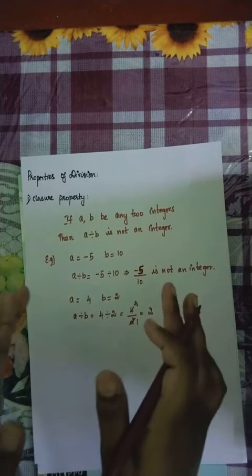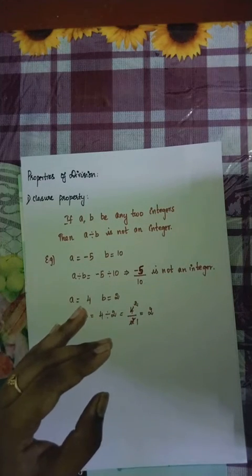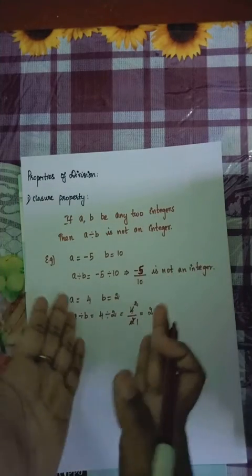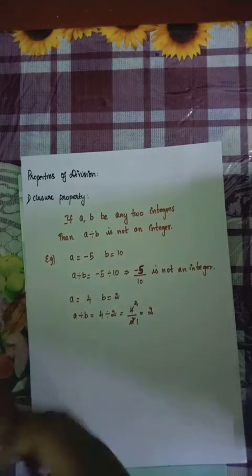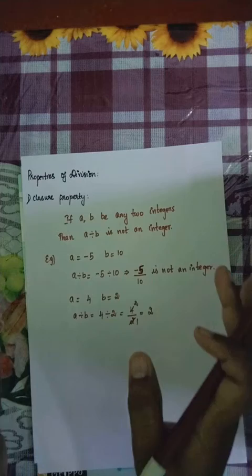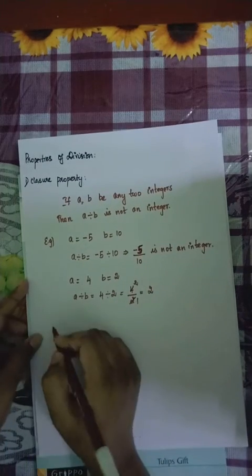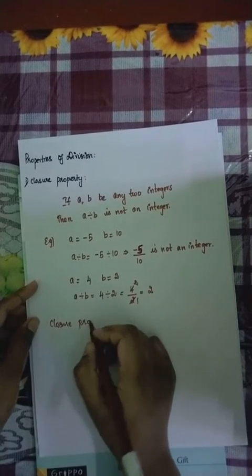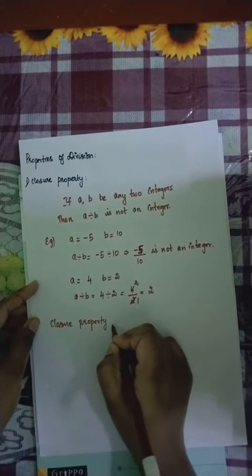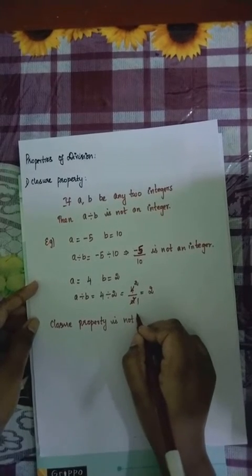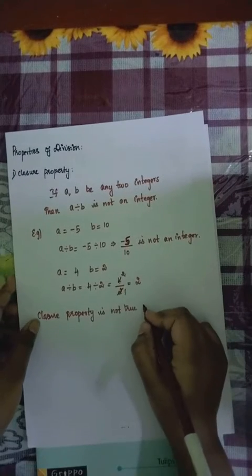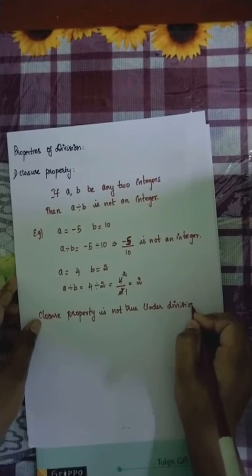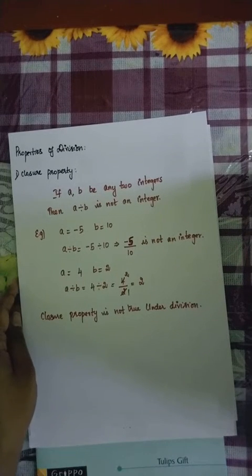If we want it to be true, this condition must be satisfied for all the numbers. For division, it is satisfied for some numbers and not satisfied for others. So closure property is not true under division. Finally, you need to write: closure property is not true under division. Understand?